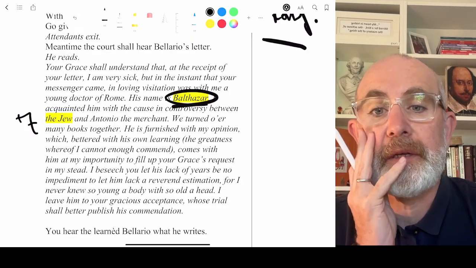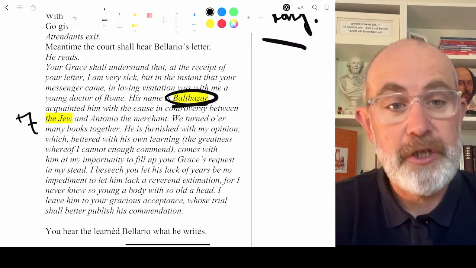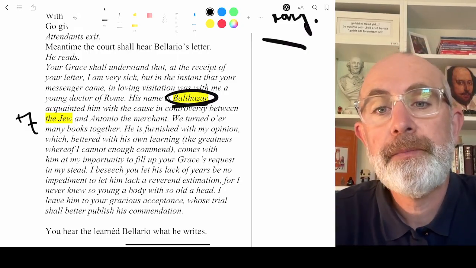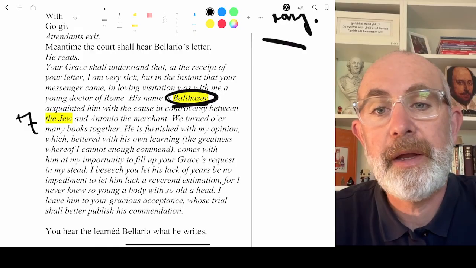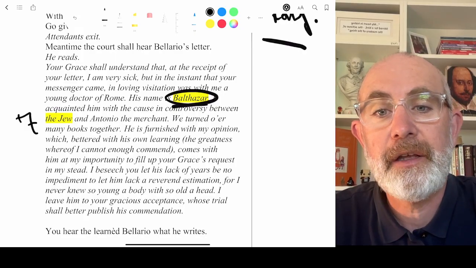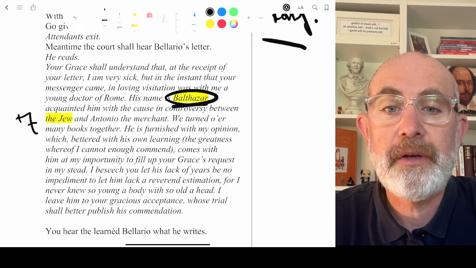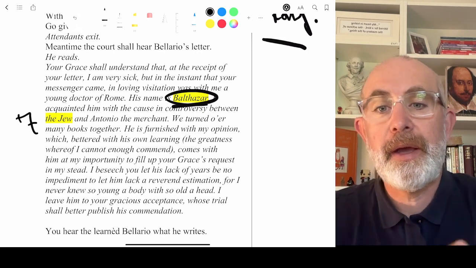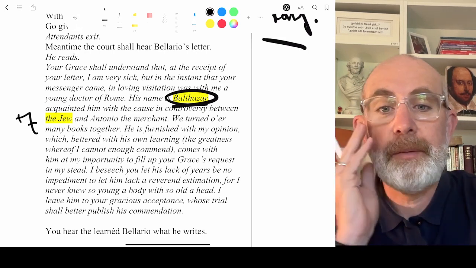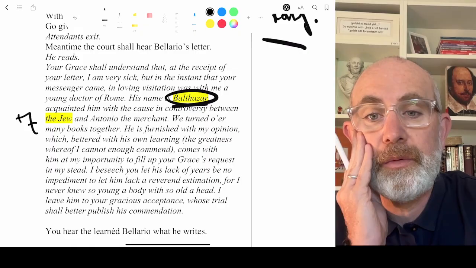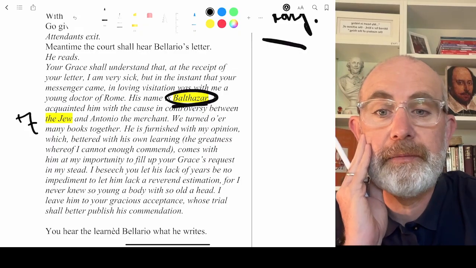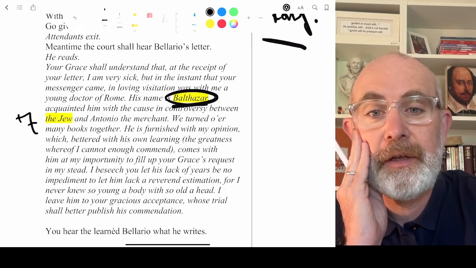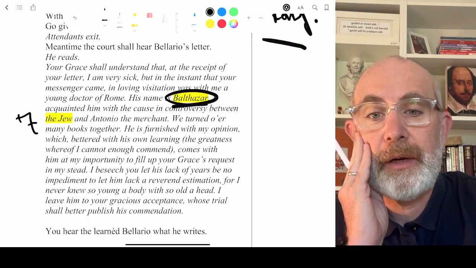"I acquainted him with the cause in controversy between the Jew and Antonio the merchant. We turned over many books together. He is furnished with my opinion, which, bettered with his own learning, the greatness whereof I cannot enough commend, comes with him at my importunity to fill up your grace's request in my stead. I beseech you, let his lack of years be no impediment to let him lack a reverend estimation, for I never knew so young a body with so old a head. I leave him to your gracious acceptance, whose trial shall better publish his commendation." A little slip of the tongue there.